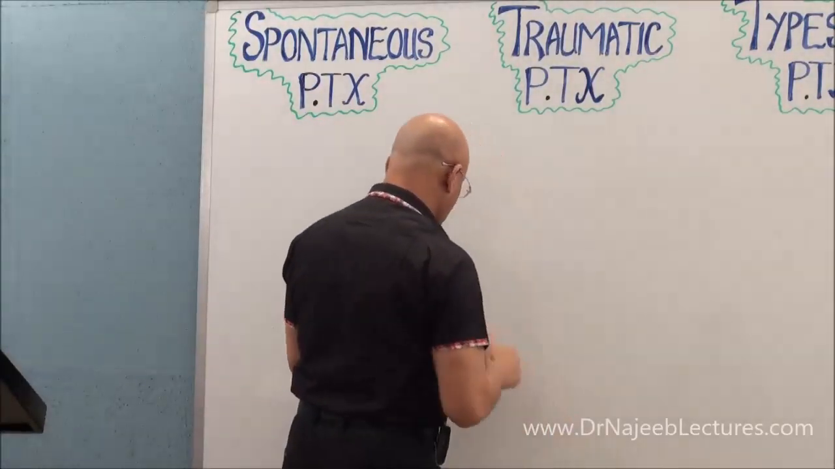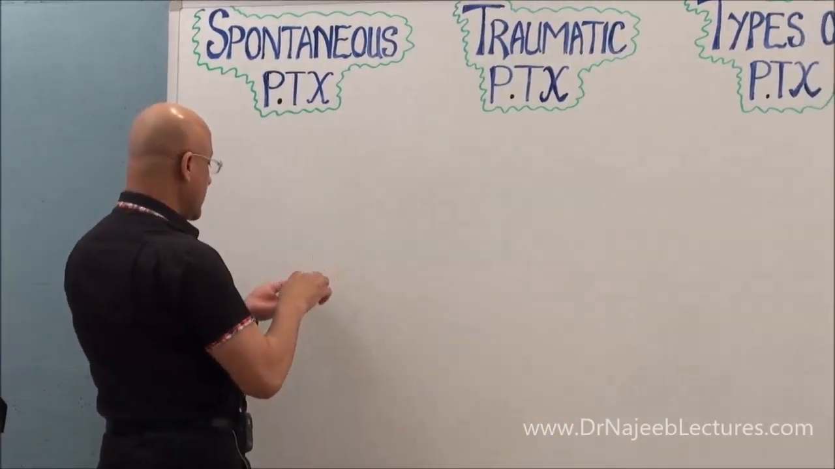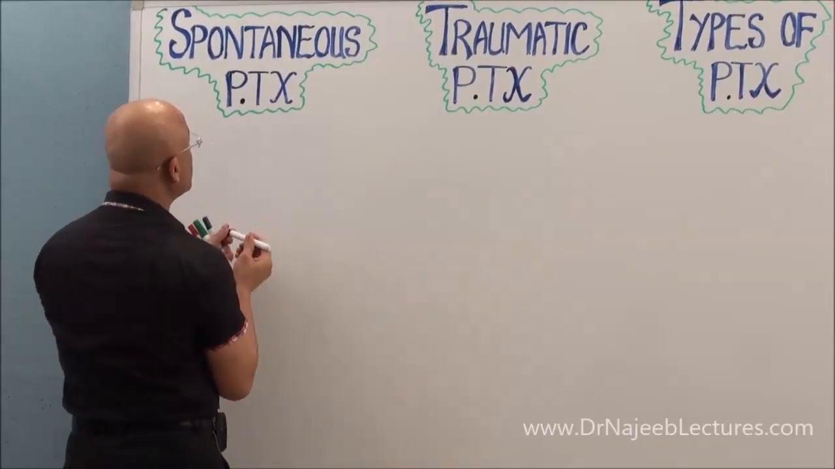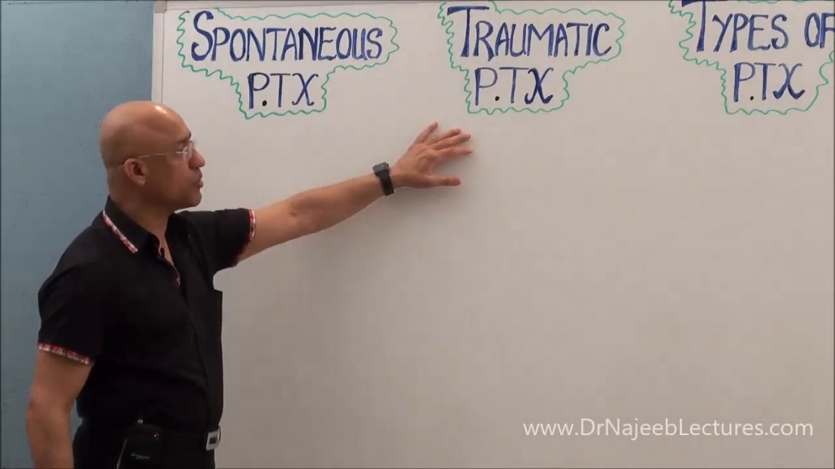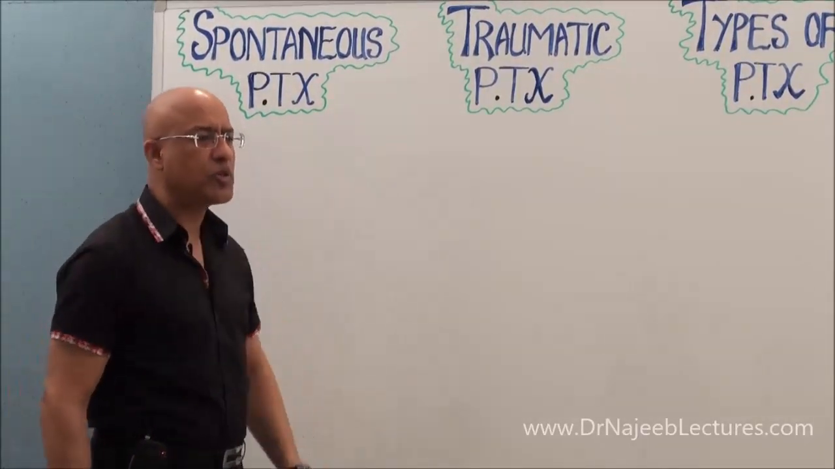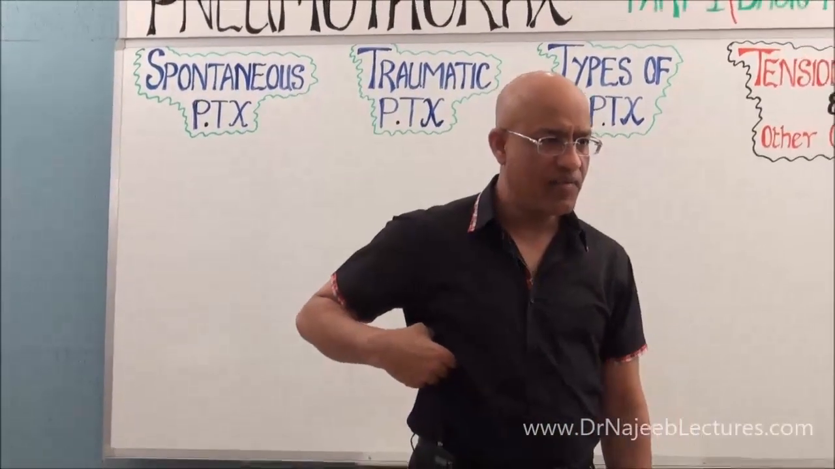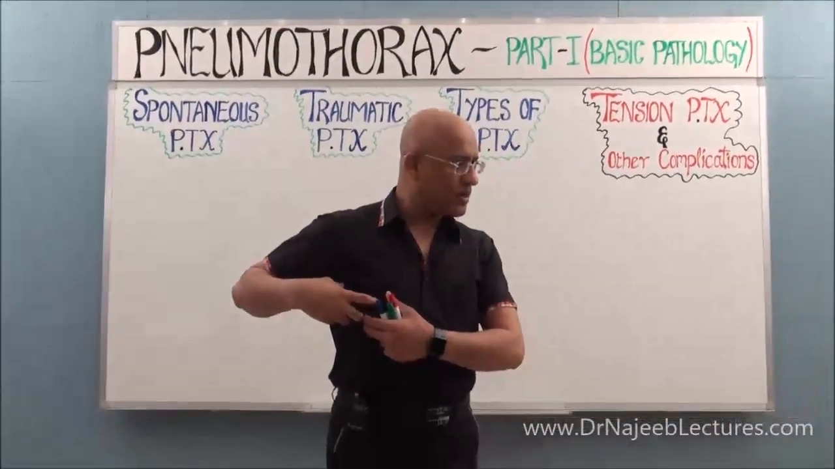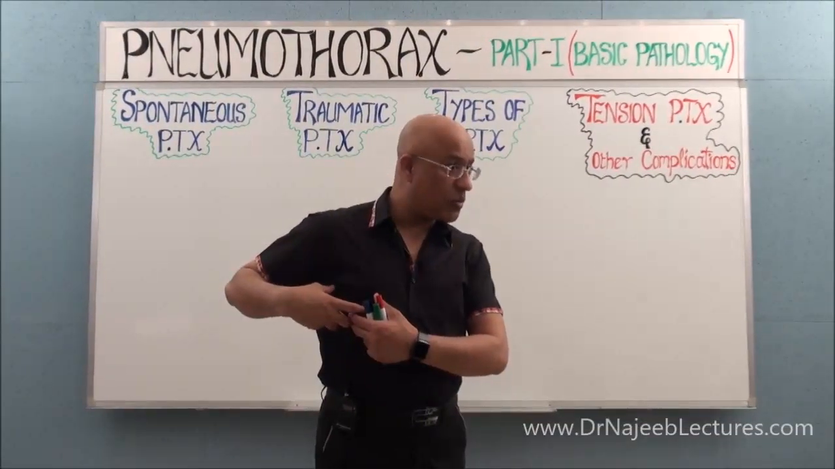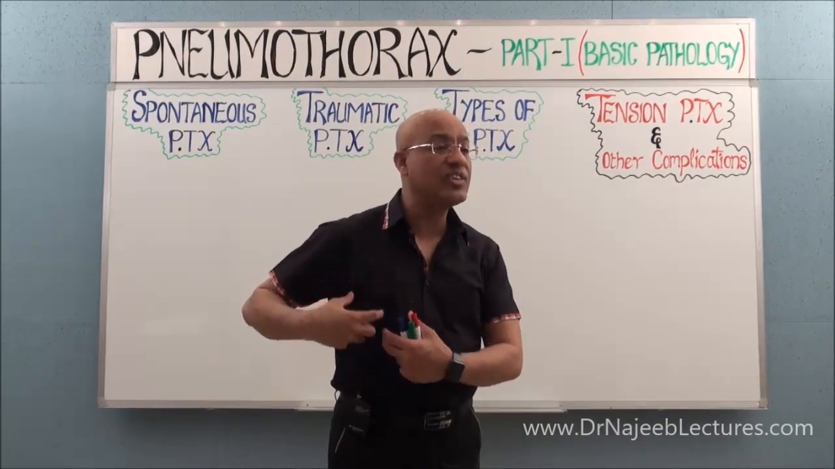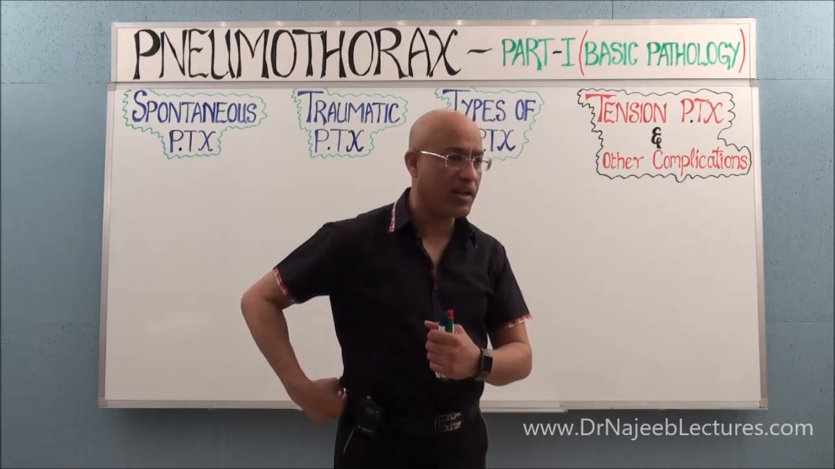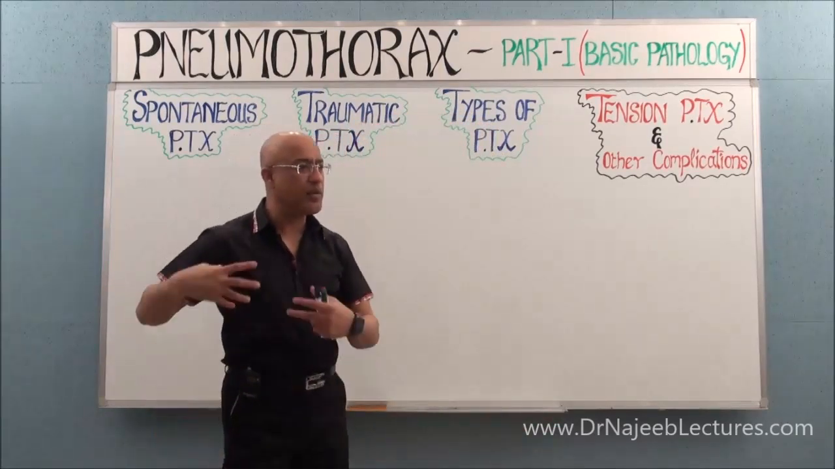First of all, you should know the real difference between spontaneous pneumothorax and traumatic pneumothorax. Spontaneous pneumothorax is where a person suddenly develops pneumothorax without any recent trauma, without any antecedent trauma, without any warning. I'm just standing here and I may develop pneumothorax.